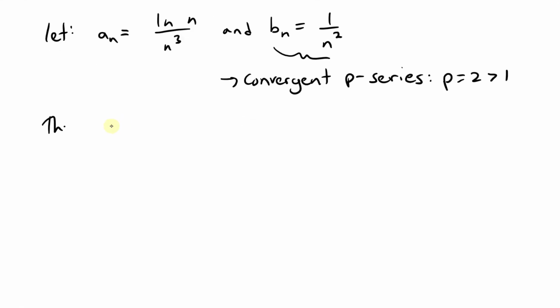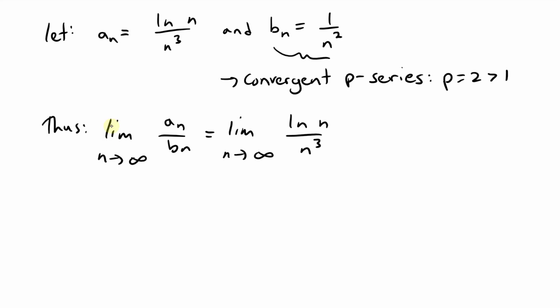So thus the limit as n approaches infinity of an over bn equals the limit as n approaches infinity of ln n over n cubed, divided by bn. Dividing means the numerator goes to the bottom and the denominator goes to the top, n squared like that. So now this cancels, and we're left with the limit as n approaches infinity of ln n over n.